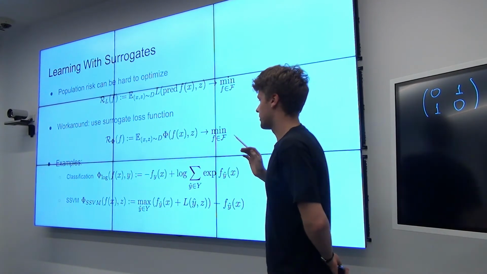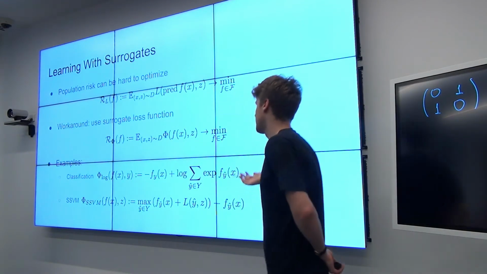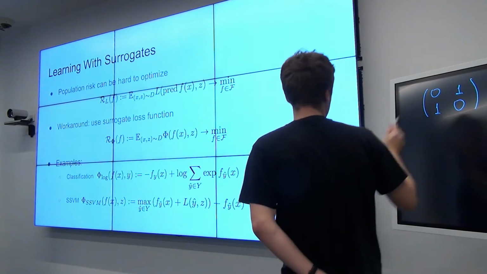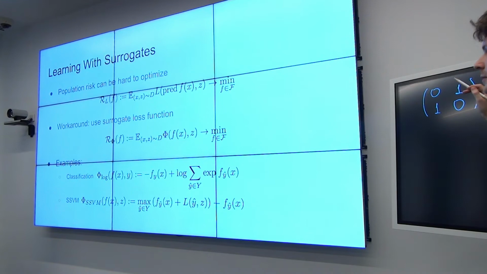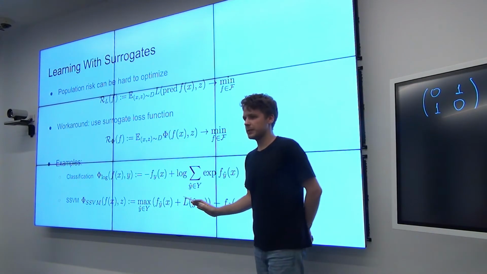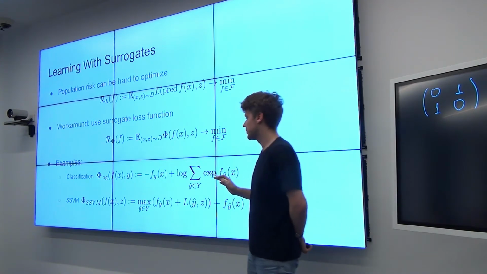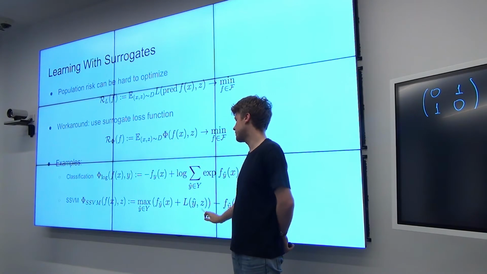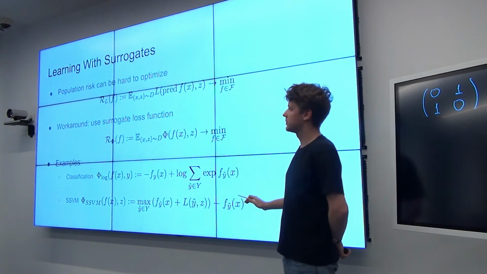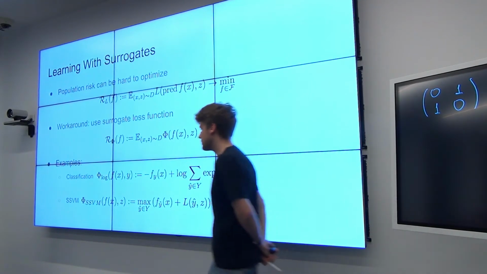Anyway, so for classification, a typical surrogate is cross entropy. It deals only with such kind of matrices. Another example is a general purpose method called SSVM, which takes an arbitrary loss matrix and uses this surrogate to solve the population risk optimization problem.